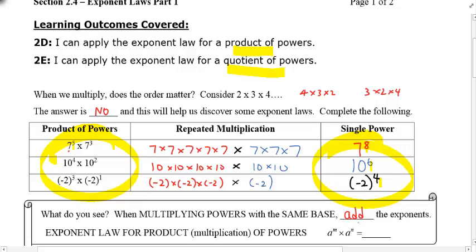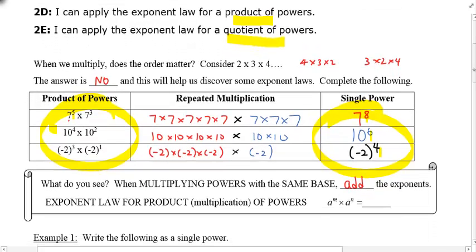And so this actually comes to the exponent law. So the exponent law for products or multiplication of powers is this: as long as the bases are the same, in this case they're both a, and our exponents are m and n, all we need to do is keep the base as is, but we add the exponents together. M plus n. That's it.